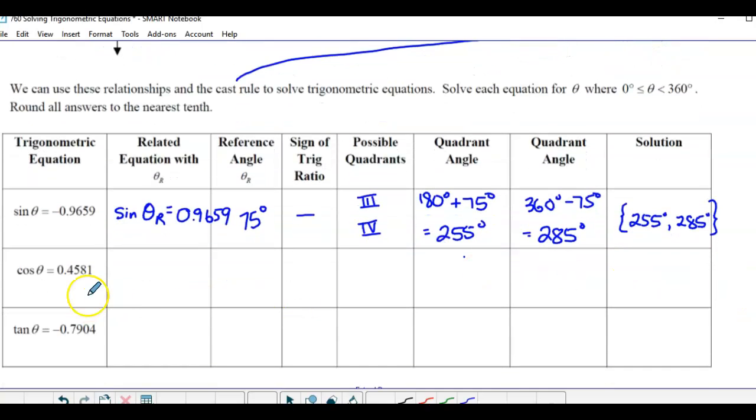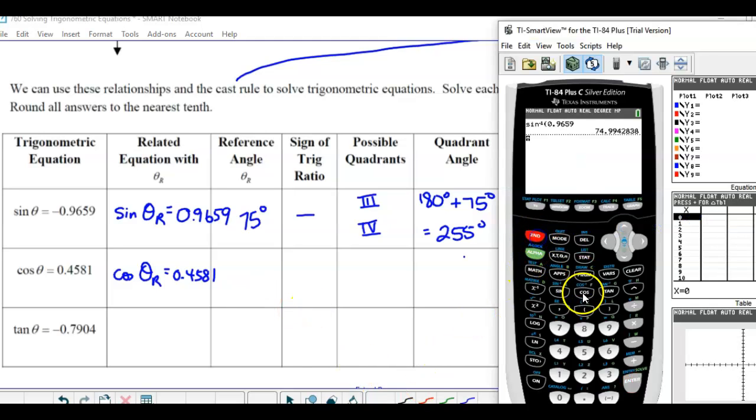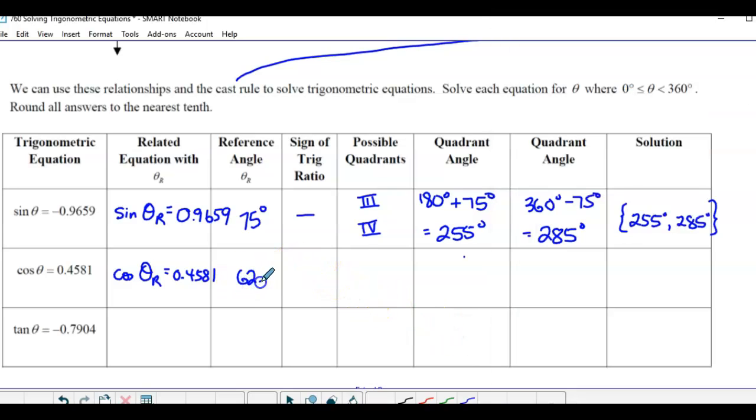So the next one is a cosine. It's positive, so really it doesn't really change, but that will give us our reference angle to help us with the other quadrants. So now the reference here will go second cos inverse of 0.4581 is 62.7 degrees. Where is sine positive? Oh, so it's positive. Where is cosine, I should say, positive? In the first quadrant and the fourth quadrant.